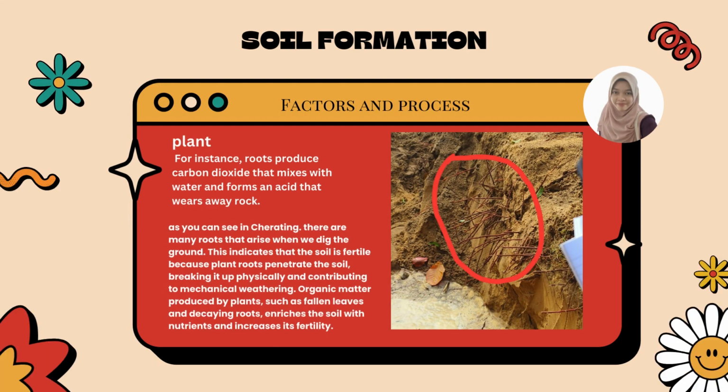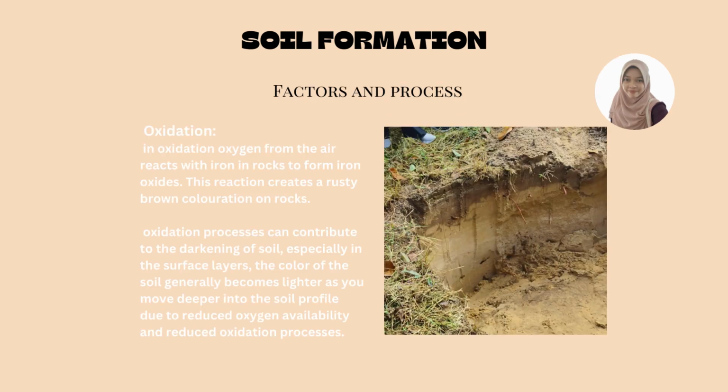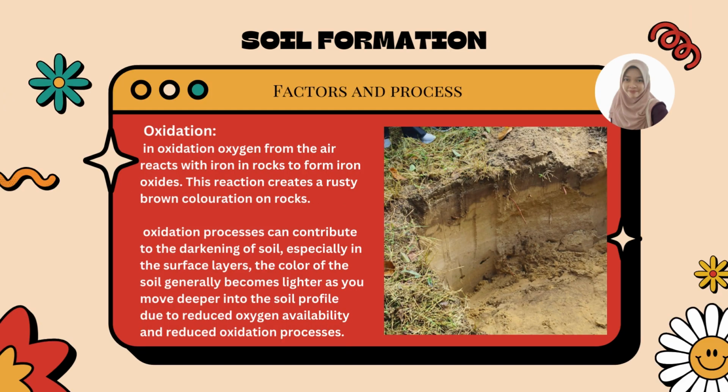The next factor is plant. For your information, root produce carbon dioxide that mix with water and form an acid that weathers rock. As you can see in Mardi Cerating, there are many roots that arise when we dig the ground. This indicates that the soil is fertilized because plant roots penetrate the soil, breaking it up physically and contributing to mechanical weathering. Organic matter produced by plants such as fallen leaves and decaying roots enrich the soil with nutrients and increase its fertility. The next factor of soil formation is oxidation.